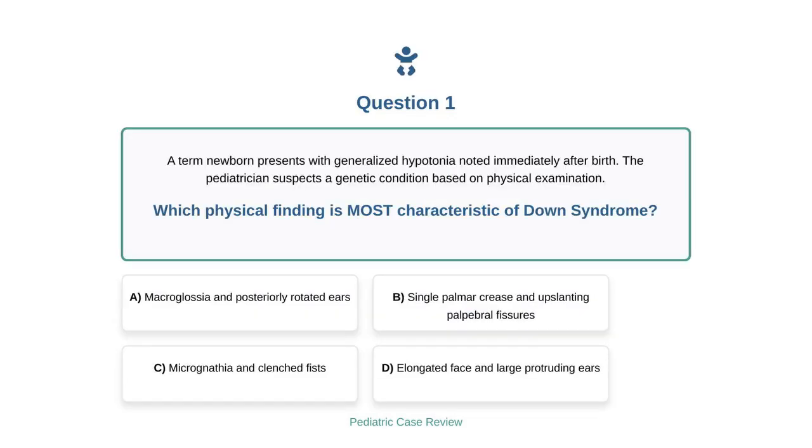A term newborn presents with generalized hypotonia noted immediately after birth. The pediatrician suspects a genetic condition based on physical examination. Which physical finding is most characteristic of Down syndrome?